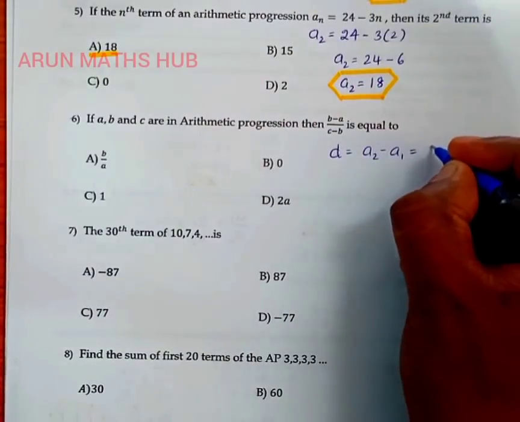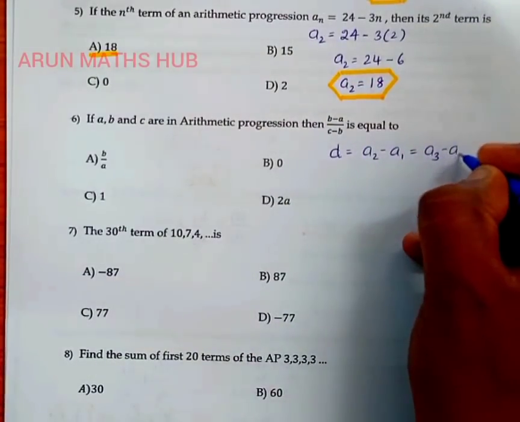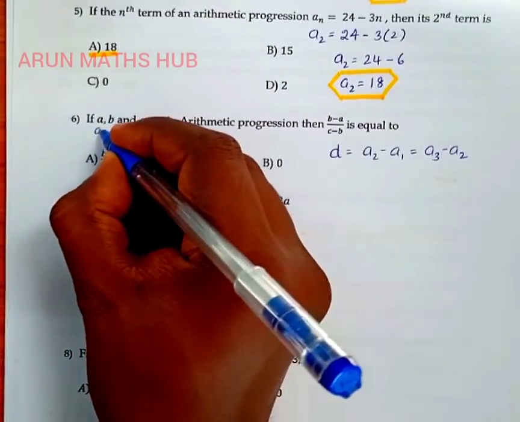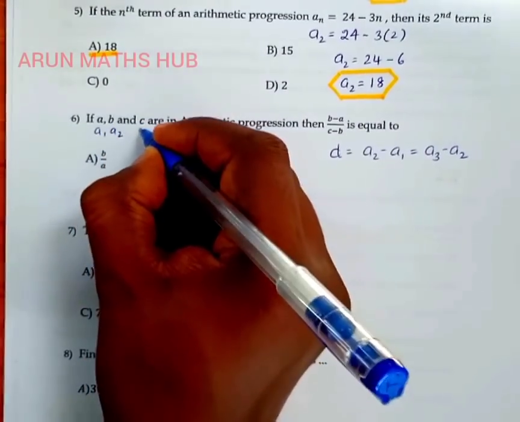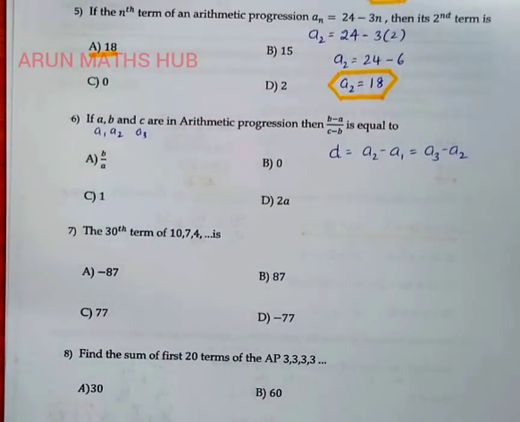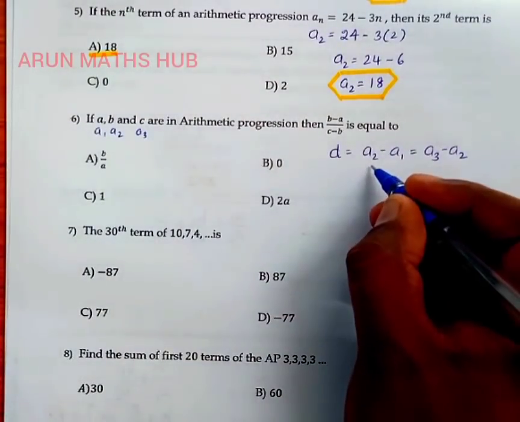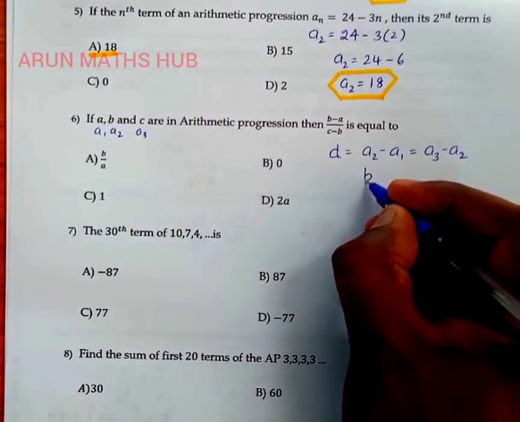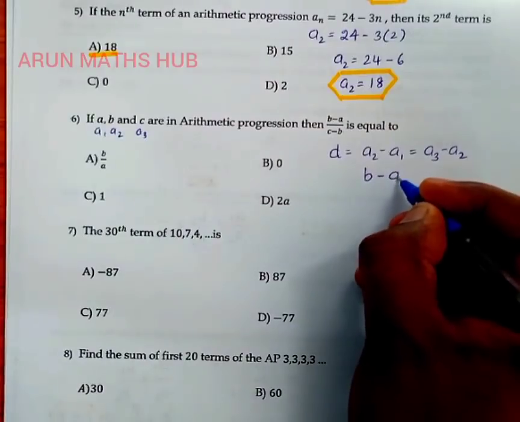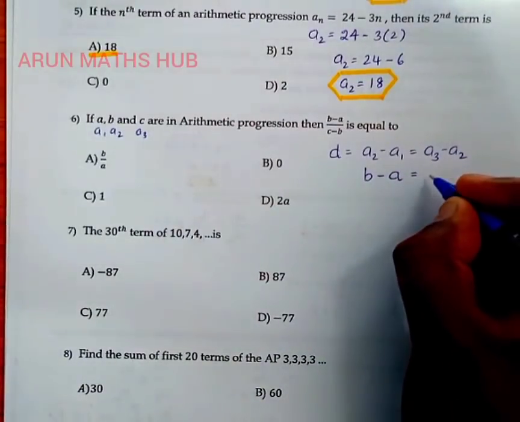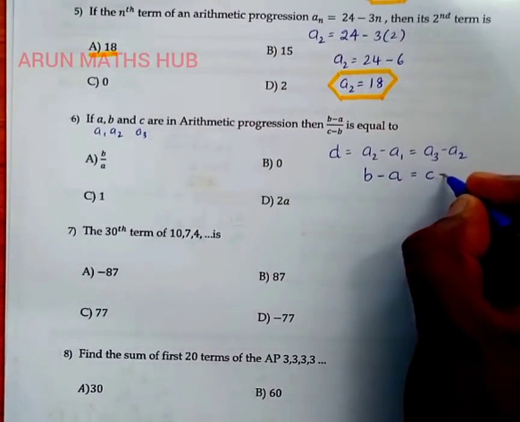Or we can write as a3 minus a2. Here a1 is a, a2 is b, a3 is c. Substitute the values, we get a2 minus a1, that is b minus a, which is equal to a3 minus a2, that is c minus b.